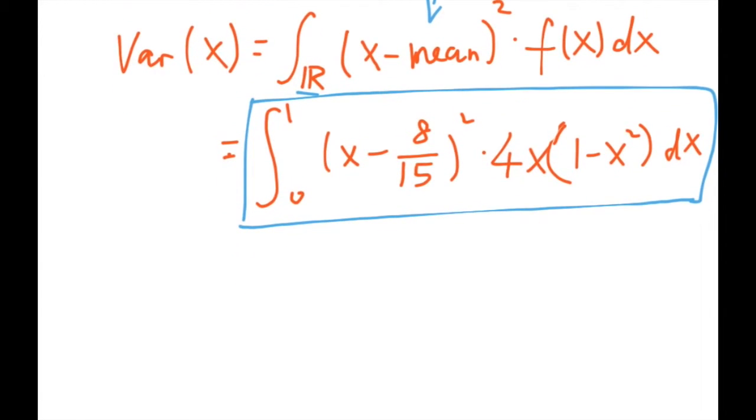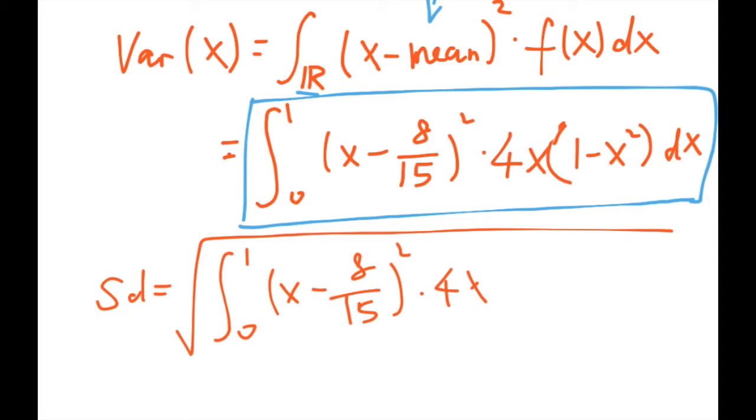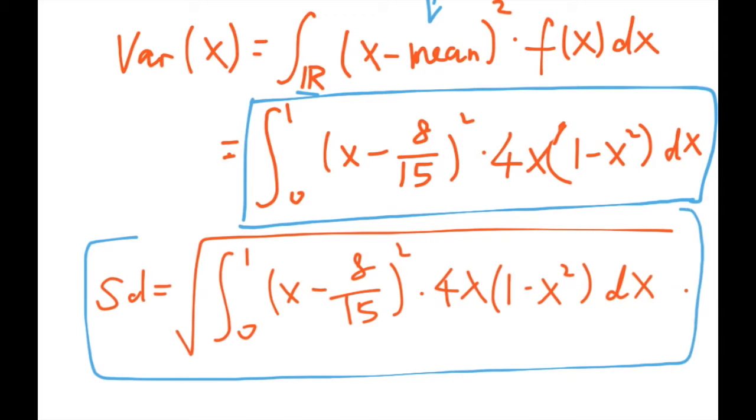And then we will find the standard deviation, that is the positive square root of the variance. So we will have the square root of the integral from 0 to 1 of x minus 8 over 15 squared times 4x times 1 minus x squared dx. And this will be the result for the standard deviation.